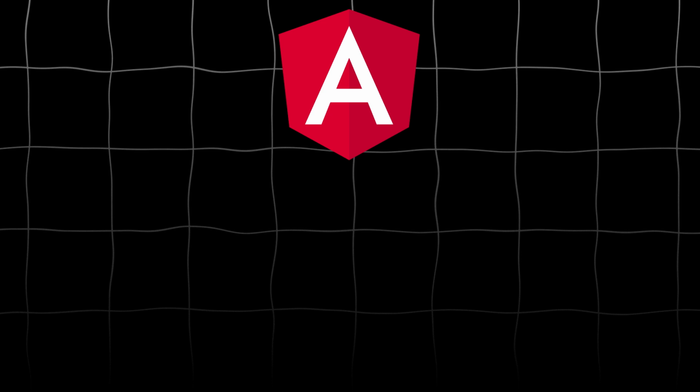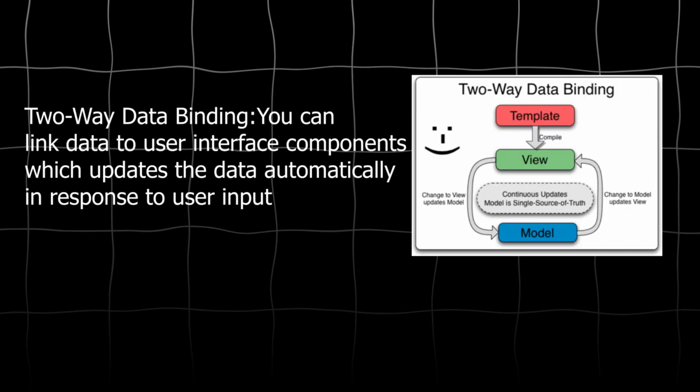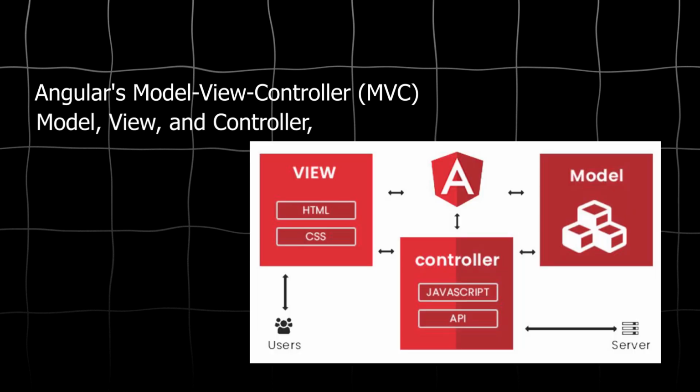Pros. 1. Two-way data binding. You can link data to user interface components using Angular's two-way data binding feature, which updates the data automatically in response to user input. 2. Angular's Model View Controller (MVC) framework organizes complex code into three main components: model, view, and controller, each designed for specific development aspects. This helps manage hundreds or thousands of lines of code in a web app.